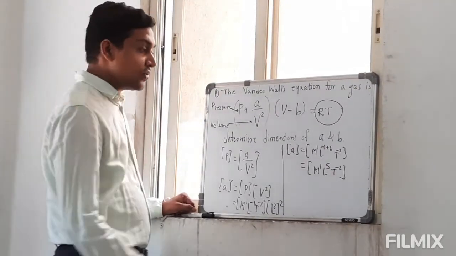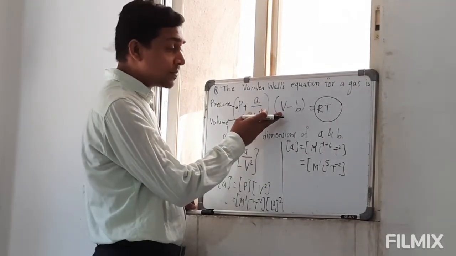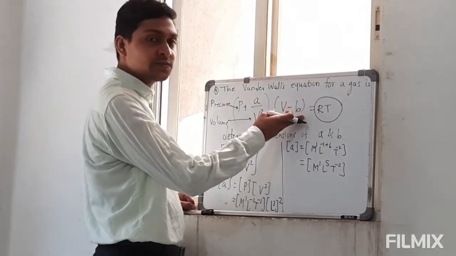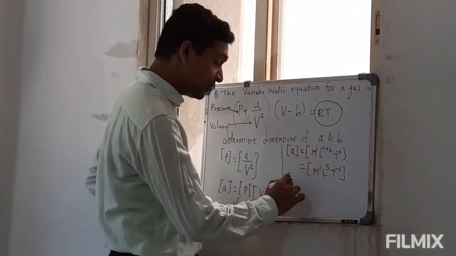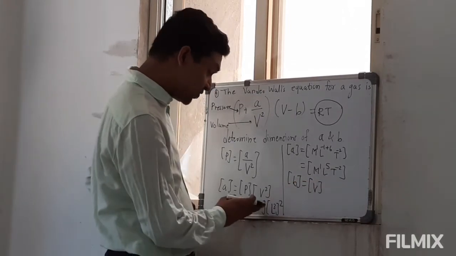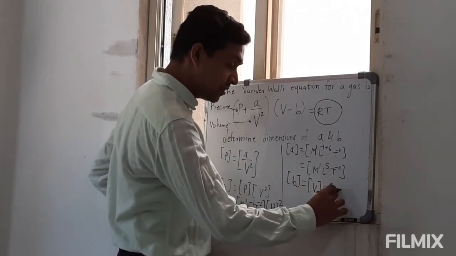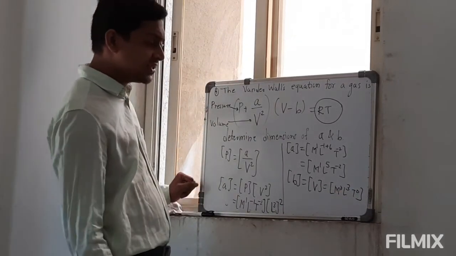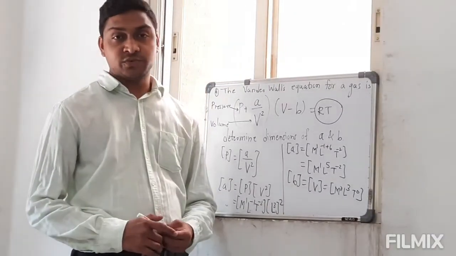Second, we want dimensions for B. It is very simple. We are subtracting V from B. So whatever the dimensions for V should be equal to dimensions for B using the principle of homogeneity. So dimensions for B should be equal to dimensions for V. V is already used over here, that is, it is volume. So the dimensions for volume are M0, L3, T0. So these are the dimensions for B. So easily we get the dimensions for A and dimensions for B using the principle of homogeneity.